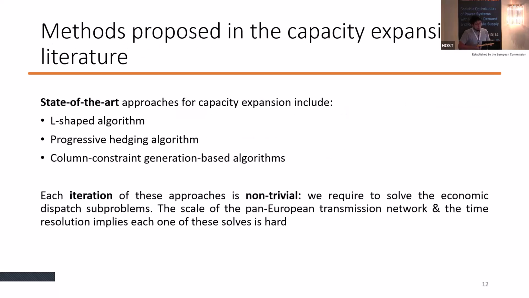Now, what are some methods that have been proposed in the capacity generation expansion literature in order to try and tackle these problems? Some state-of-the-art techniques include the L-shaped method. We also have the progressive hedging algorithm. We have also some constraint generation-based algorithms. But the common issue between each one of these schemes is that each iteration of each one of these algorithms is going to be non-trivial.